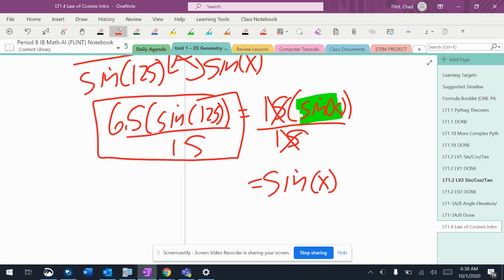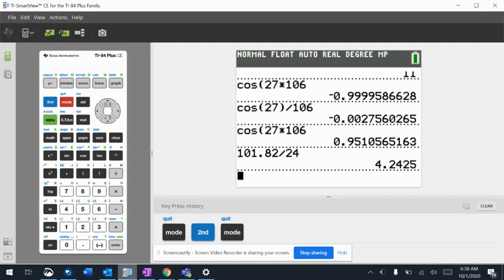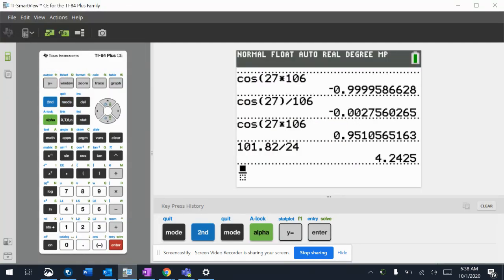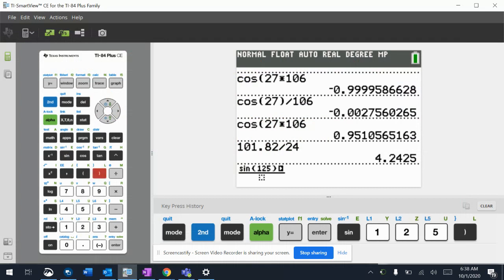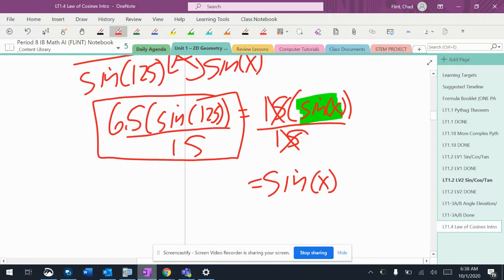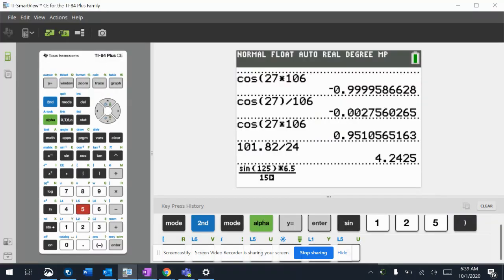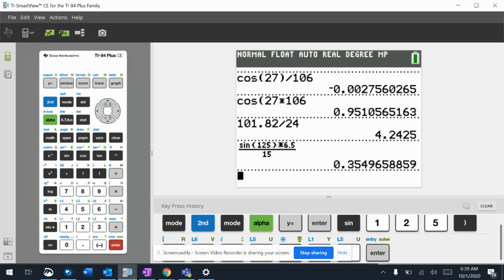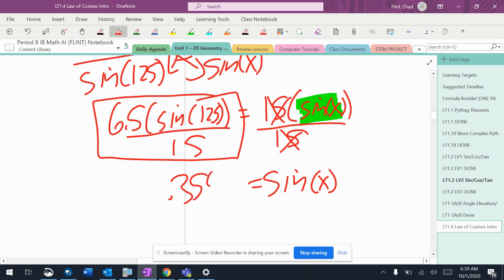So let's do that first. So it's going to be, I'm going to put it in a fraction so I can't possibly mess up what's going on. So it's sine of 125 times 6.5 over 15. Okay, so we're good. Now, the multiplication order doesn't matter. So if you have 6.5 times sine of 125, it'll work perfectly fine. So I hit enter. It's going to give me a decimal. So 0.35354. So I'm going to write down 0.354, and so on.